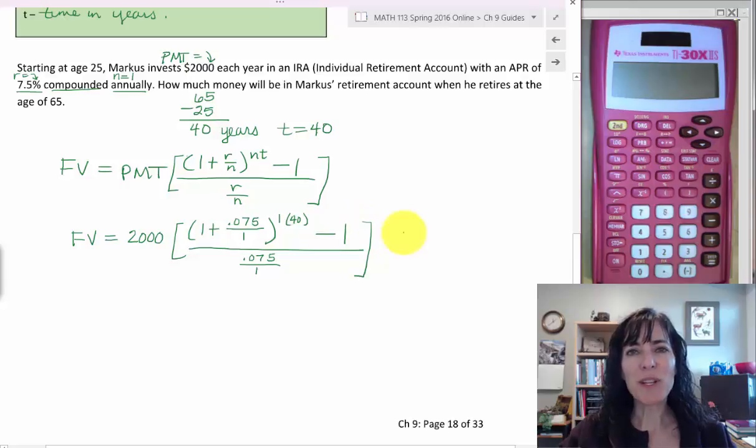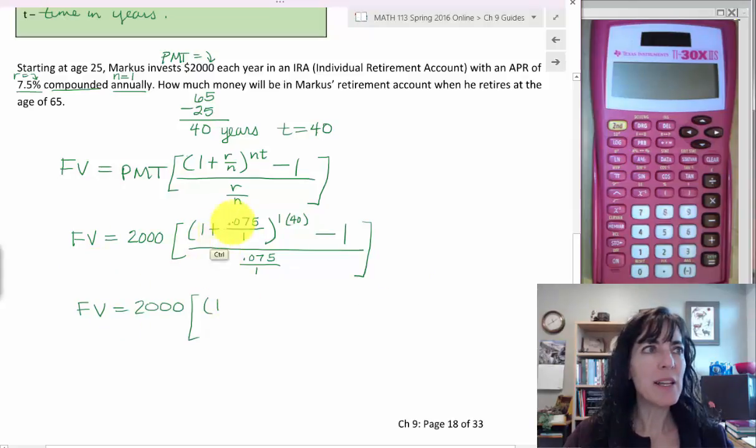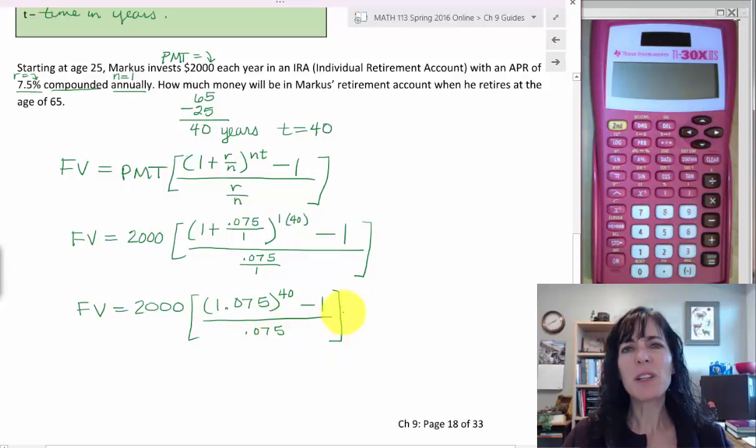Okay, I see a lot of 1s in my denominators. That's really nice because that's going to reduce right away. So let me take care of those. And while I'm at it, I see that I can calculate all of this here. 1 plus 0.075 will just be 1.075 to the 40th minus 1, all over 0.075. So I just did a couple of simple things to help speed up my calculations a little.